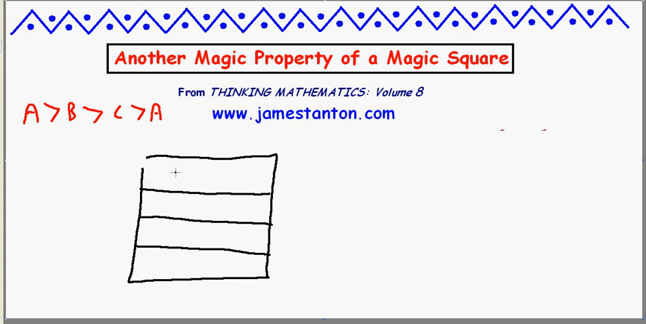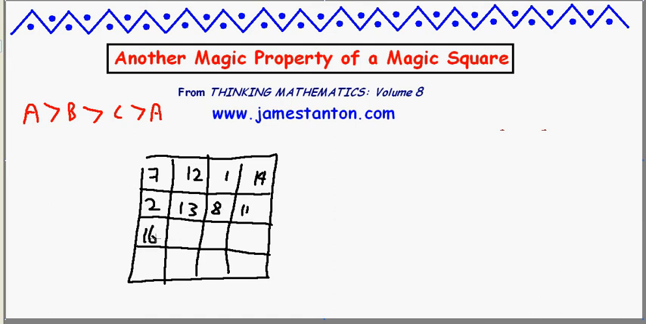Take me a little moment here just to redraw it. And the numbers go something like, you can order it in any rotation or reflection you like, but here's one standard way of doing it. 2, 13, 8, 11, 16, 3, 10, 5, 9, 6, 15, 4.